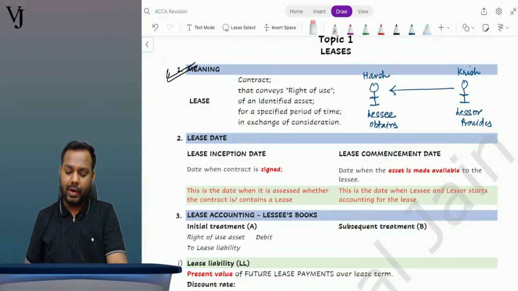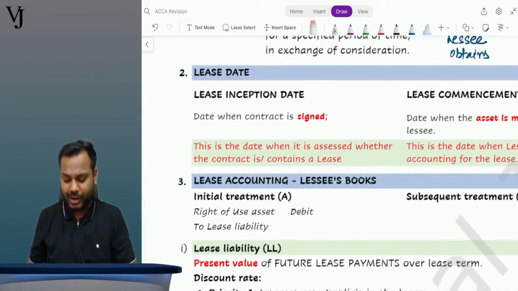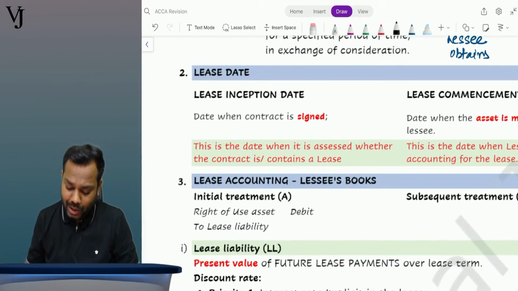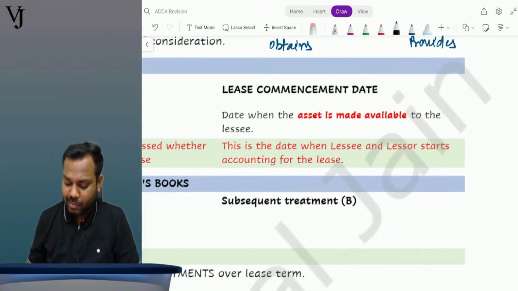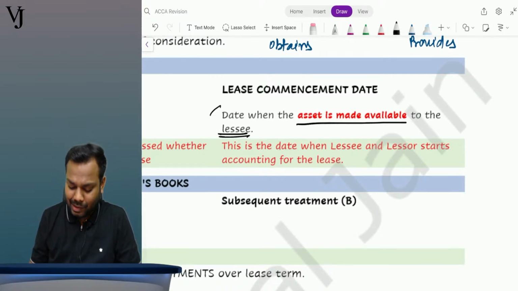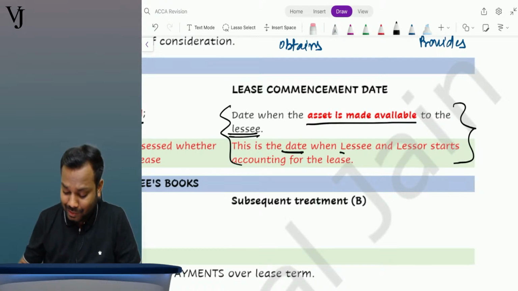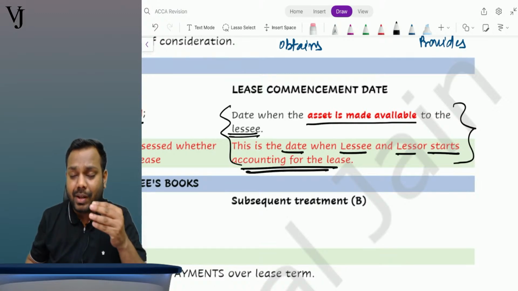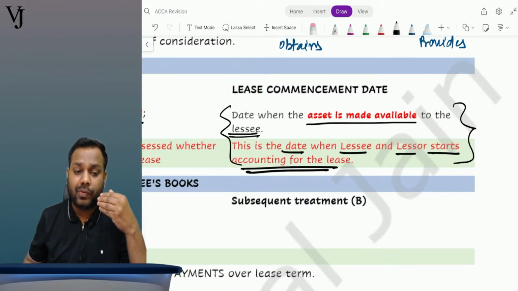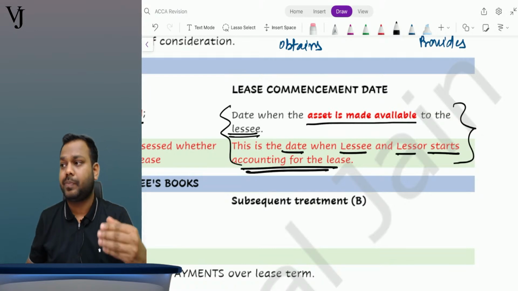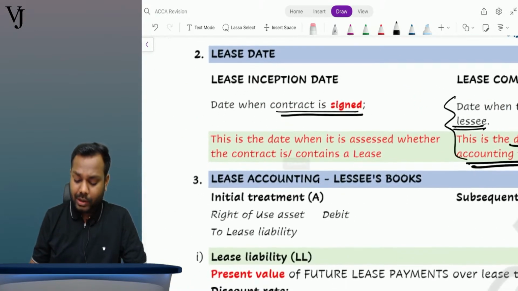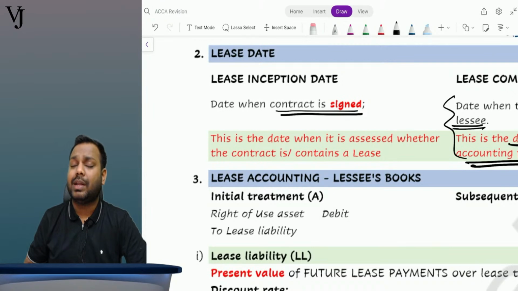So what we have to understand here is that on the lease inception date, only the contract is signed. And on the lease commencement date, the asset is made available to the lessee. This is the date when the lessee and the lessor start accounting for the lease. Why? Because it is from this date that the accrual concept starts.